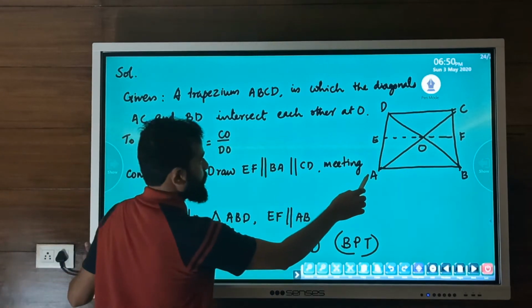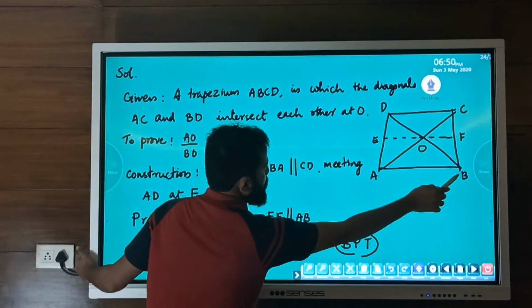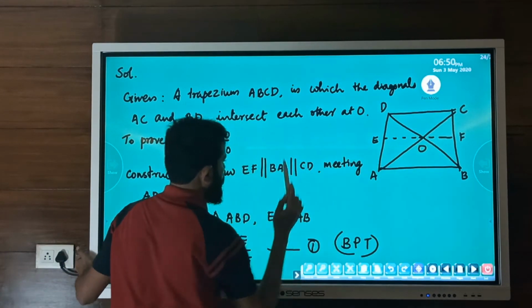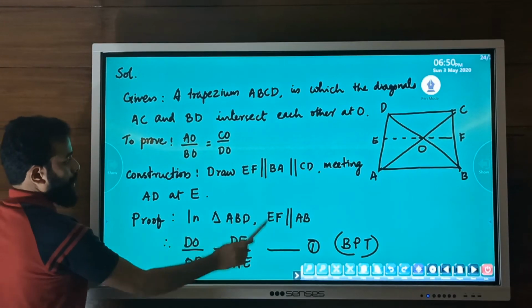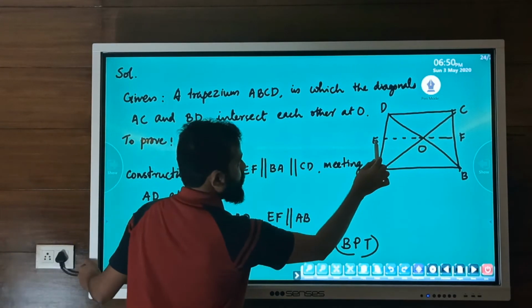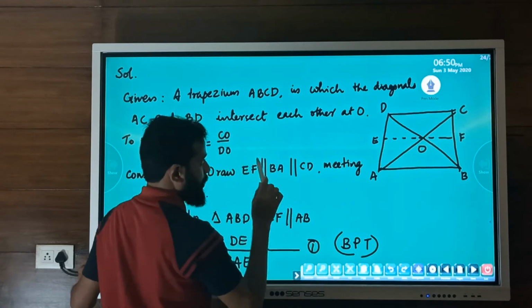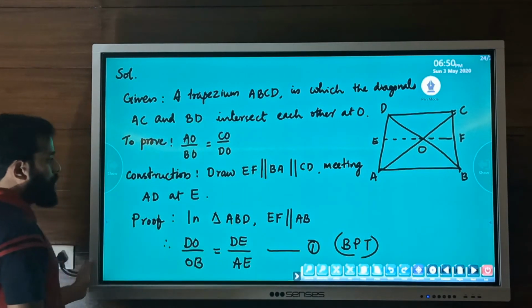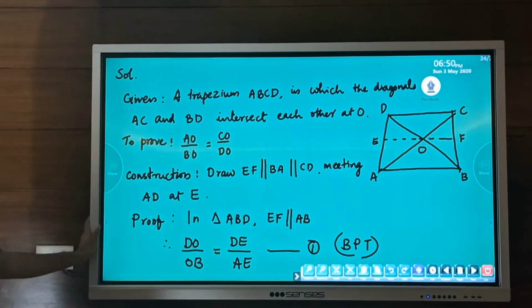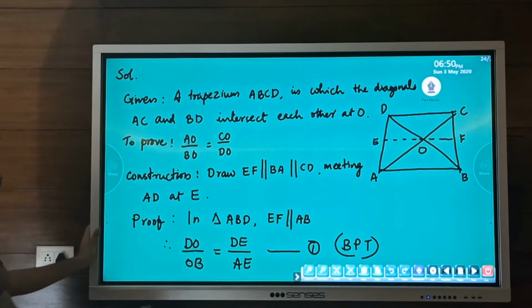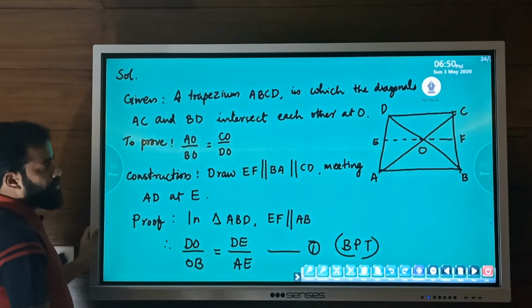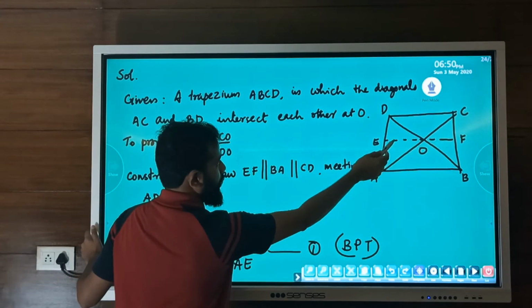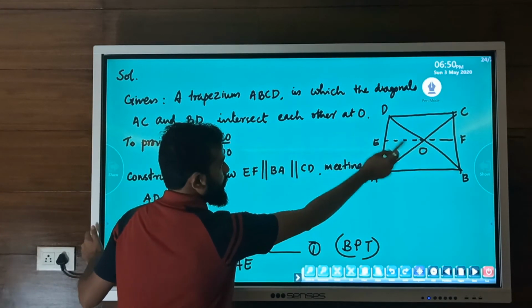So EO is parallel to AB. Therefore, by the basic proportionality theorem, the lines are parallel, so the sides are divided in the same ratio: DO divided by OB is equal to DE divided by AE. That is our first equation.